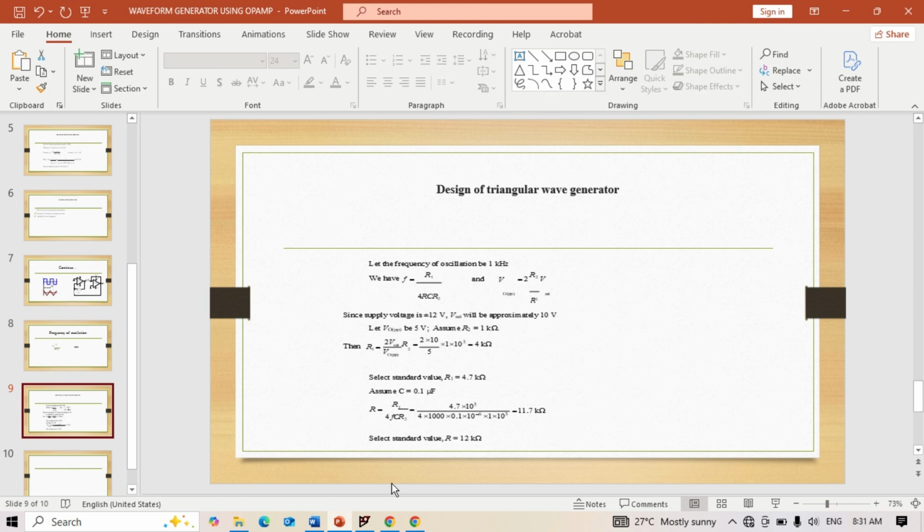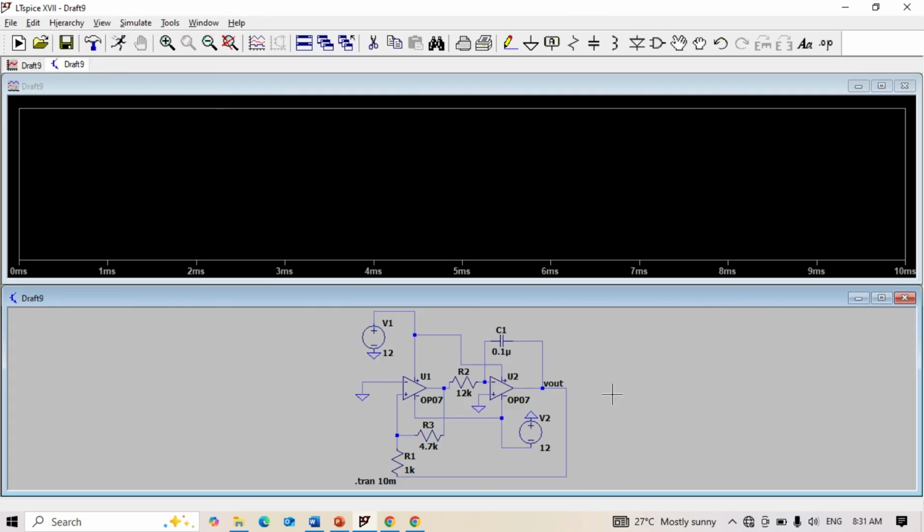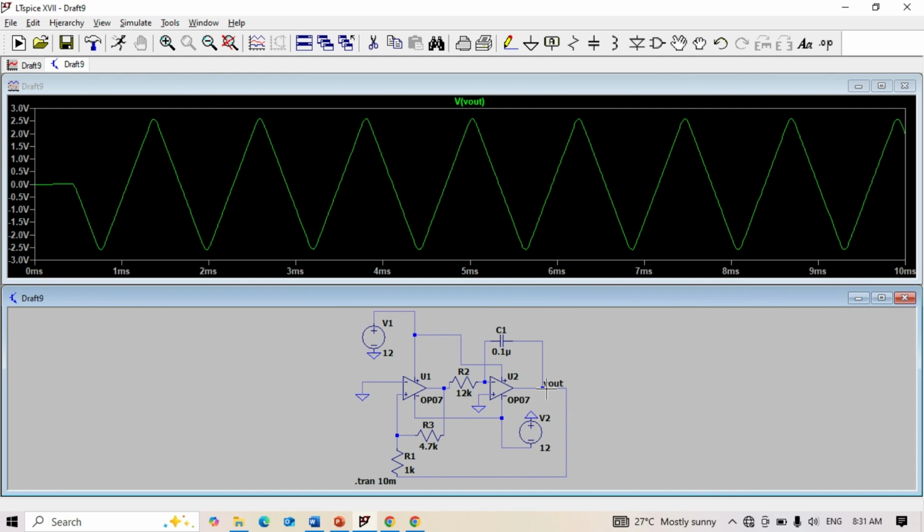Good. Okay, let's go to LTspice. I just have a schematic here, and everything is the same. So R1 is 1K, 4.7K, 0.1 microfarad, 12K, and let's run it and collect the output here. Completely correct, a triangular wave here, you'll see.